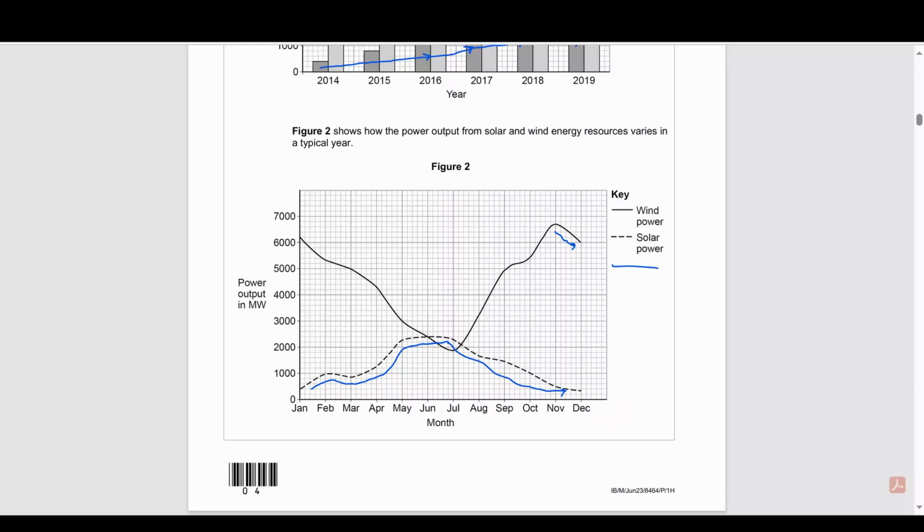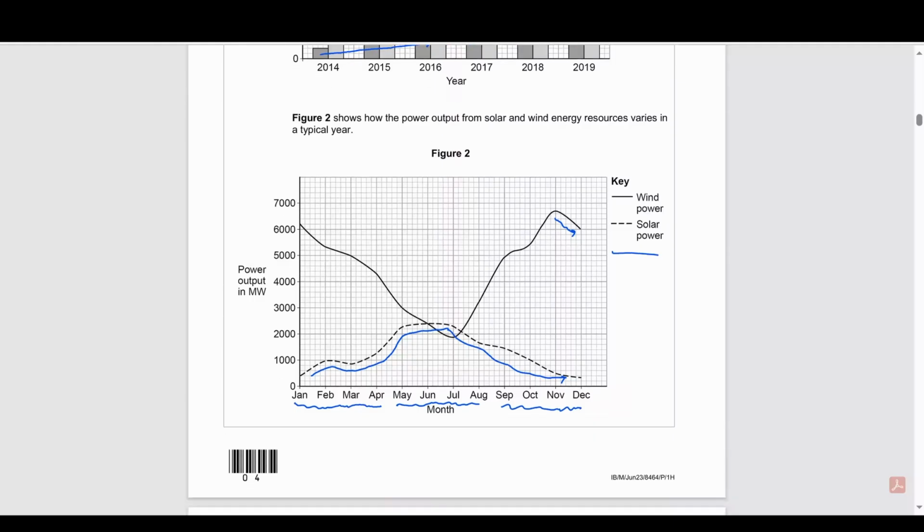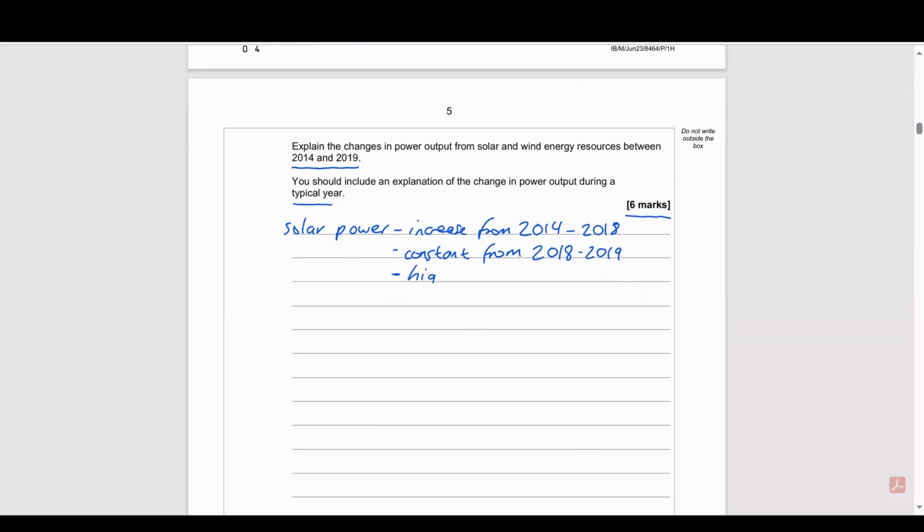So if we really think about it, compare this to our seasons, January to about April is our spring. Then we've got May to August is our summer. And then September to December is our autumn and winter. So you can add on then that for solar power is highest during the summer, and of course at lowest during winter.